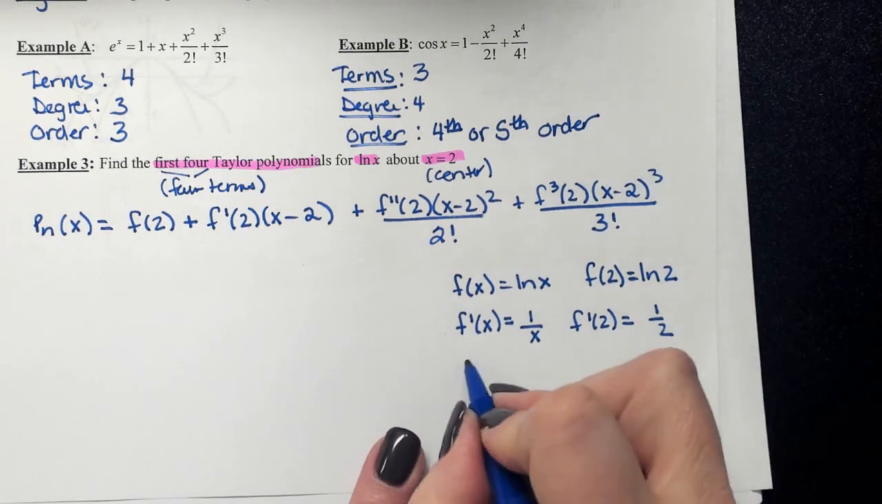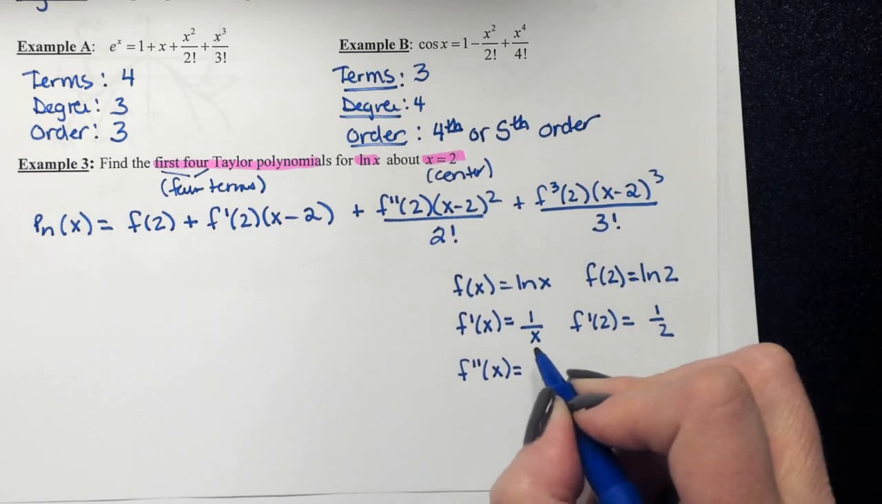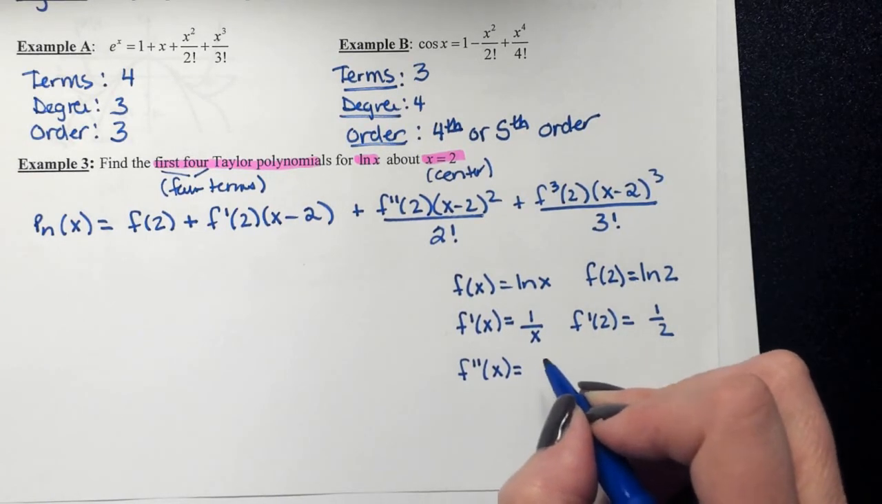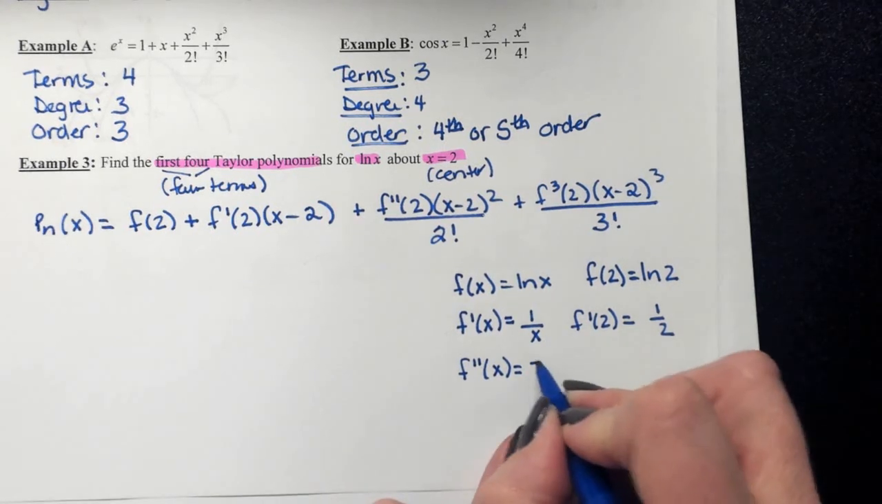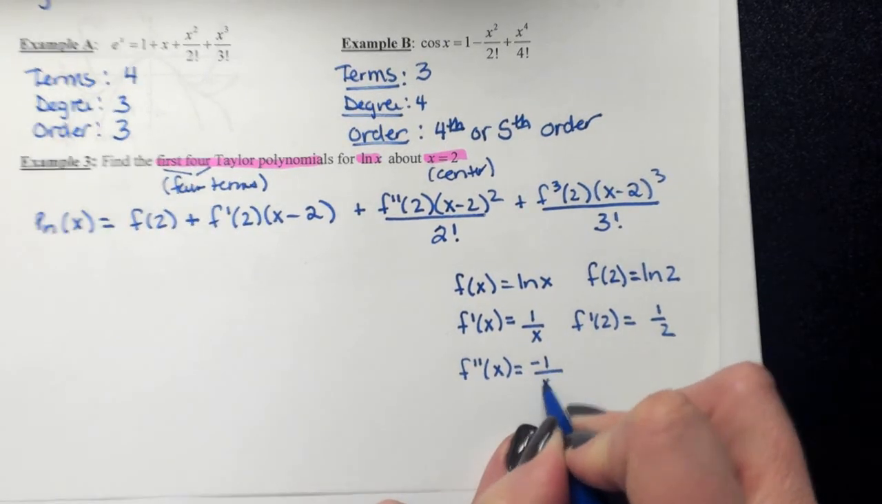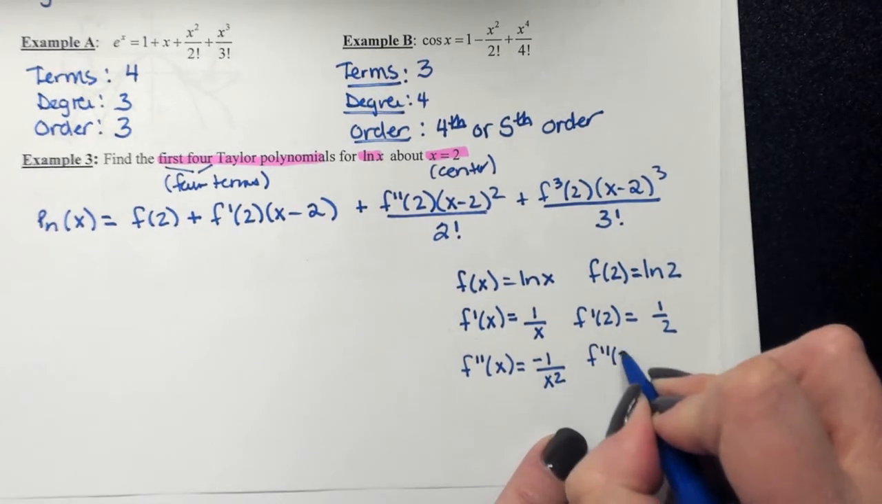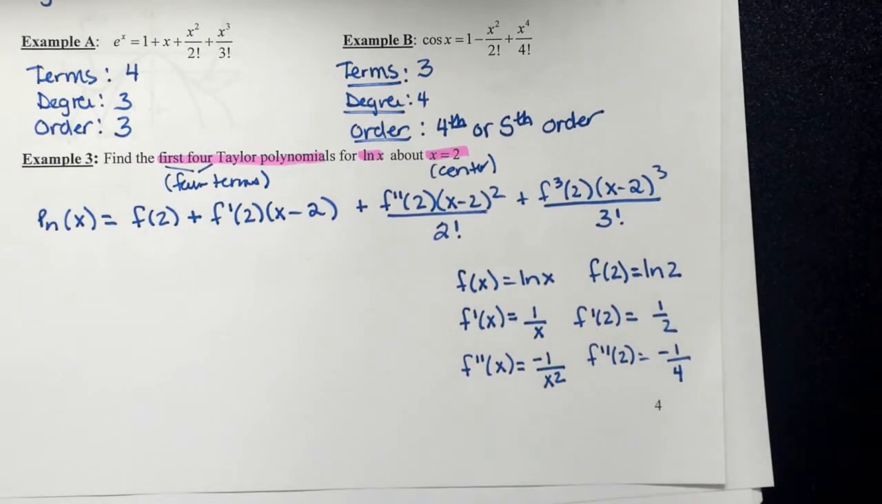Now I need to find the second derivative. So I have to take the derivative of 1 over x. Remember, that's really x to the negative first. So the derivative of 1 over x is going to be what? Negative 1 over x squared. So then to find the second derivative at 2, that's going to be negative 1/4.